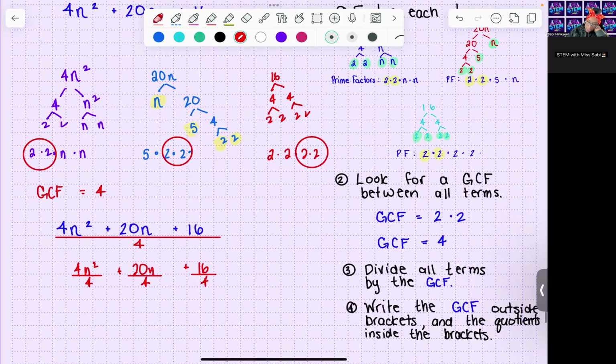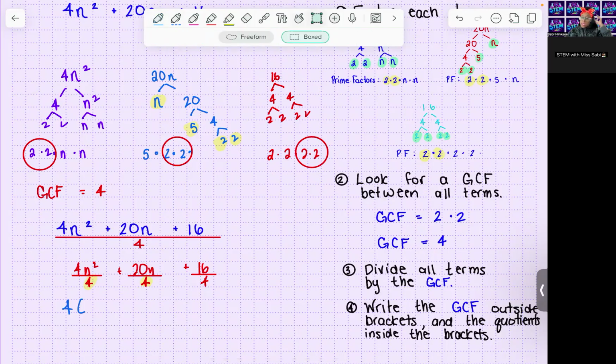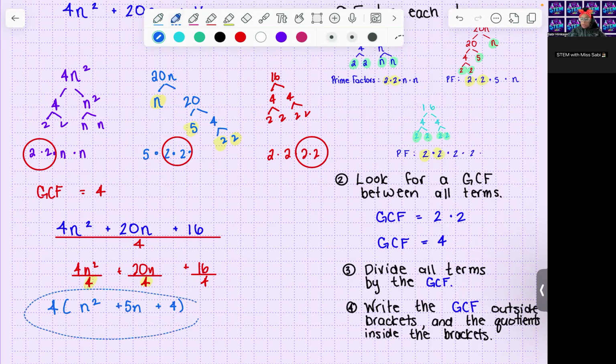So I'm going to write the GCF, which is the thing that I've been dividing by, on the outside of the brackets. And then I'm going to write the quotient inside the brackets. Remember, the quotient is your answer when you divide. So what is the answer? 4n squared divided by 4 is just n squared. 20n divided by 4 is 5n. And 16 divided by 4 is 4. So this polynomial, this is it factored.